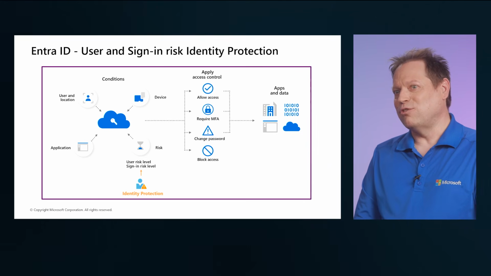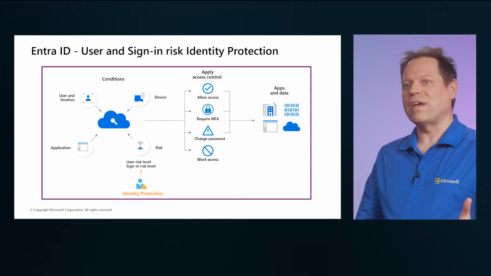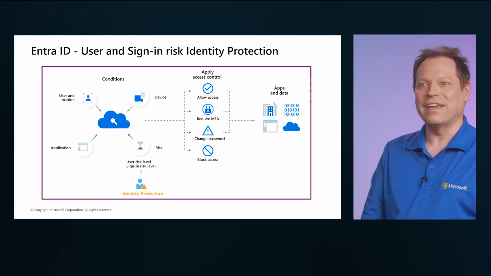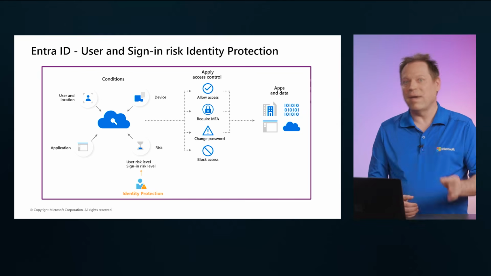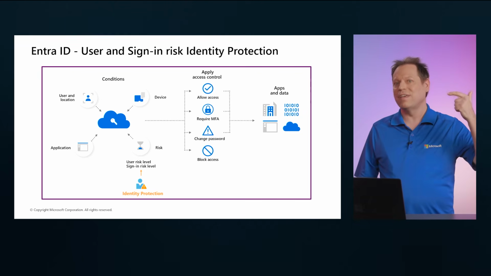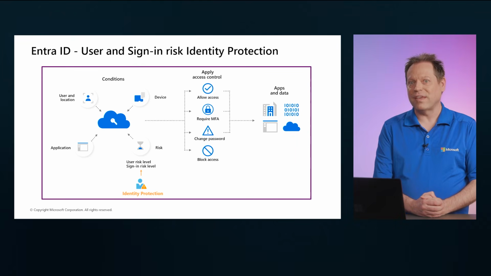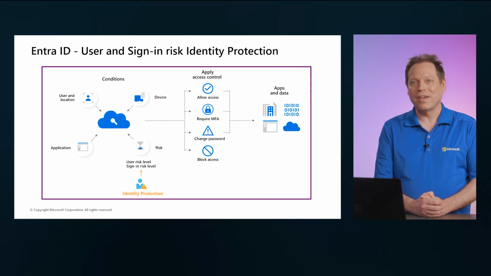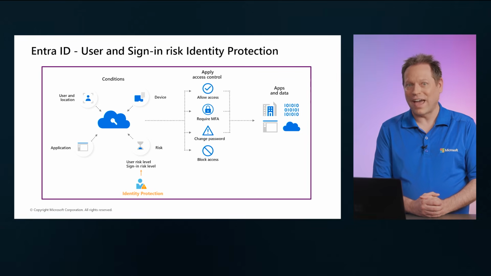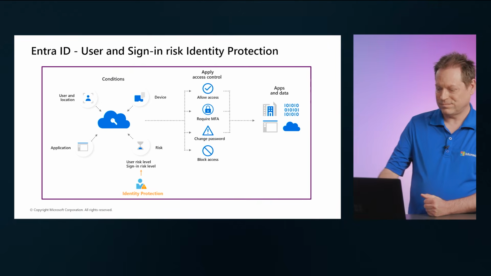Let's break down the two types of risk Entra ID Protection tracks. Sign-in risk evaluates how likely a specific authentication attempt is to be compromised based on factors like location, device, and behavior. User risk represents the probability that an identity itself has been compromised. These signals can be combined with conditional access policies to dynamically enforce controls.